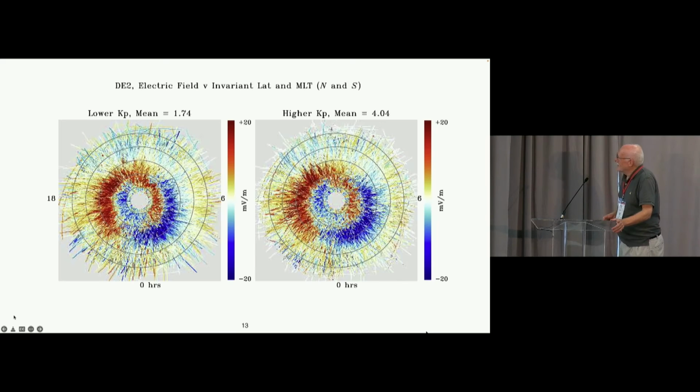Anyhow, here's high KP and low KP. When I plotted this, I naturally assumed that at low KP the oval would shrink. But KP is really not what you want to plot against. You want to plot against IMF and really show how things contract and sink and expand, as opposed to solar wind driving, as opposed to storm. But nevertheless, I thought I'd just show this one.